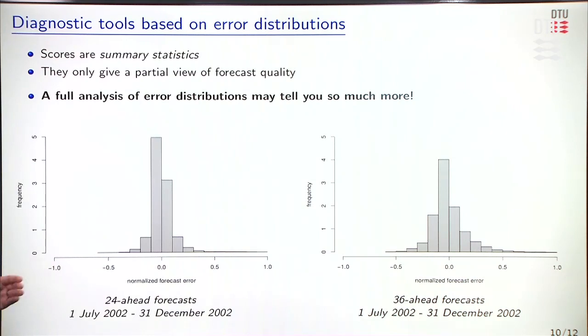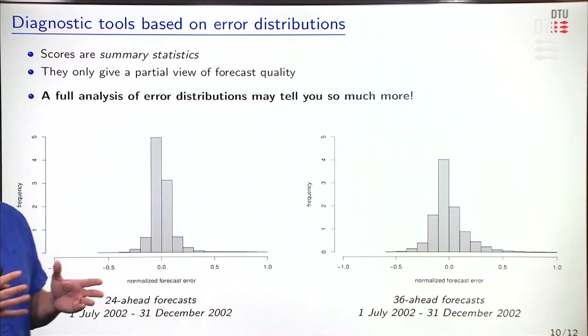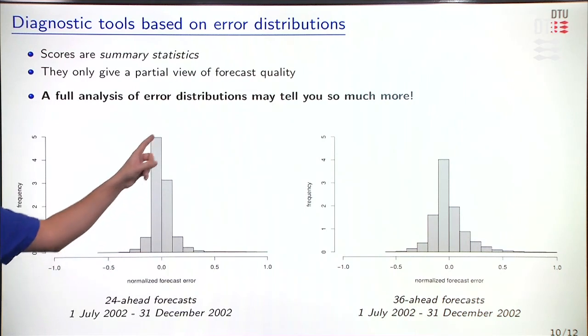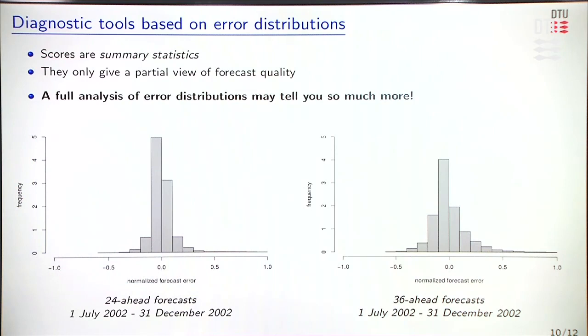These are examples for the same period, 1st of July to 31st of December, of error distributions that were collected, for instance, for the 24-hour forecast, so all the forecasts made for lead times of 24 hours, and the 36-hour-ahead forecast, so all the forecasts that were made looking at 36 hours ahead. The forecast errors here are summarized by histograms, with positive errors and negative errors. Remember that the errors are normalized.